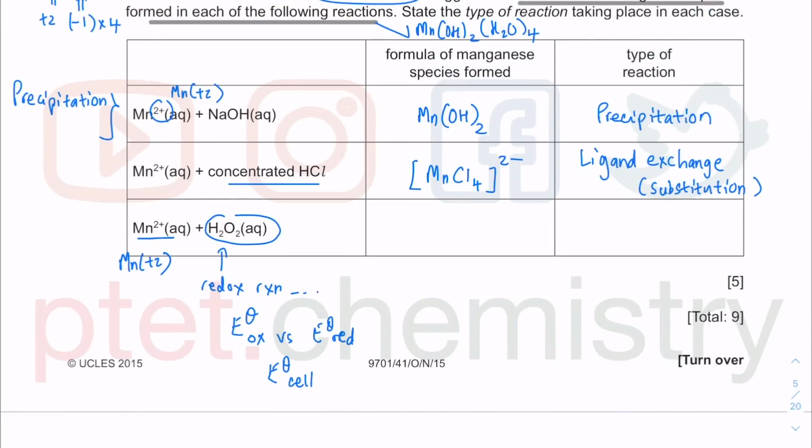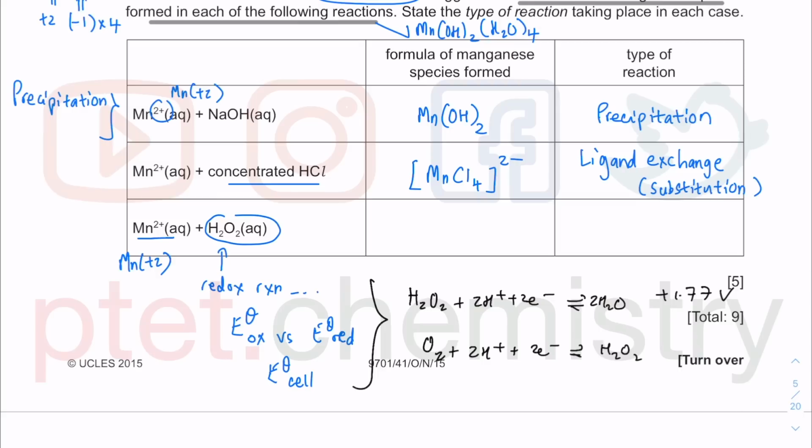So let's have a look at some of these redox equations. If I have H2O2 + 2H+ + 2 electrons going to 2H2O, this is +1.77 volt. And then I have one where the H2O2 is on the right hand side, O2 + 2H+ + 2 electrons going to H2O2, and again I get H2O2 on the right hand side. This one is +0.68 volt. If you look at something that involves the Mn2+ in the equations, you're looking for Mn2+ on the right as well as on the left.